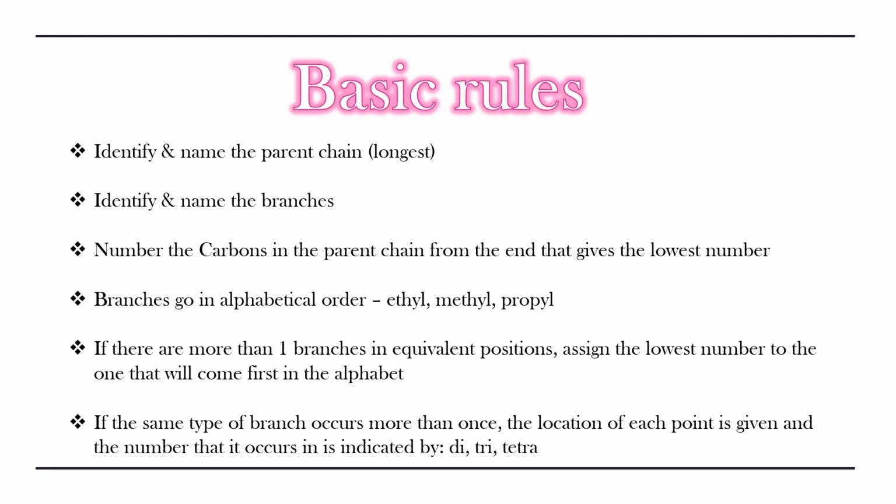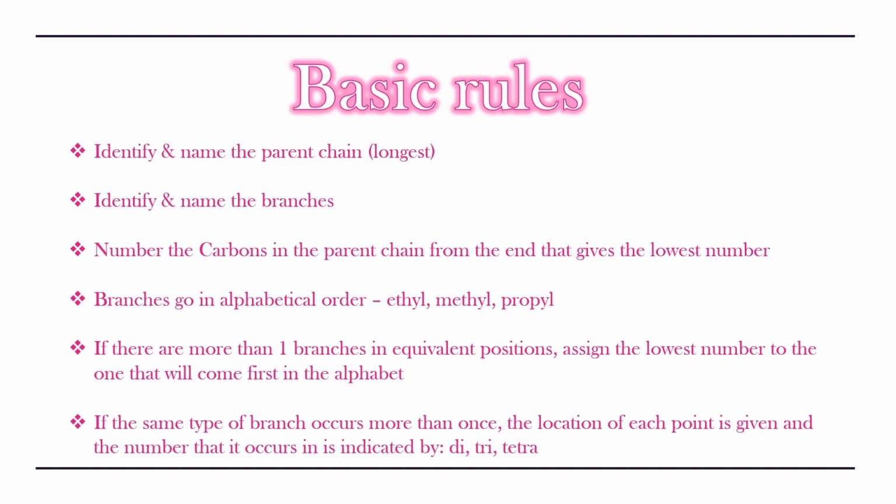Here are basic rules for naming the compounds. The previous slide was steps. Identify and name the parent chain. Identify and name the branches. Number the carbons in the parent chain from the end that gives the lowest number. Branches go in alphabetical order, meaning ethyl, methyl, then propyl.